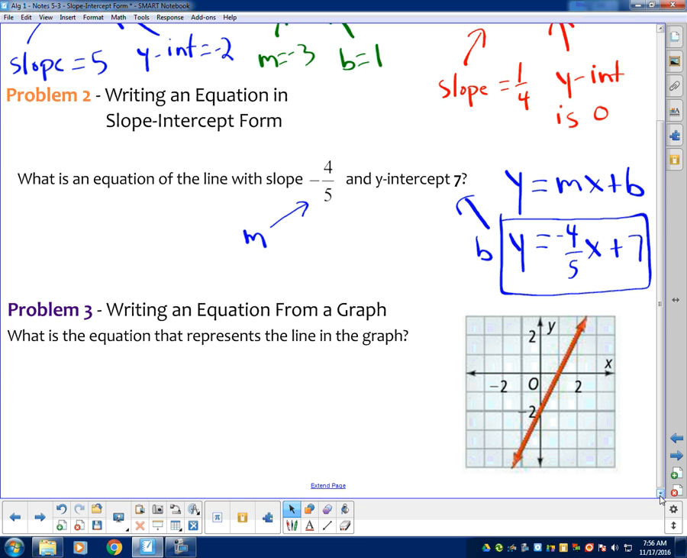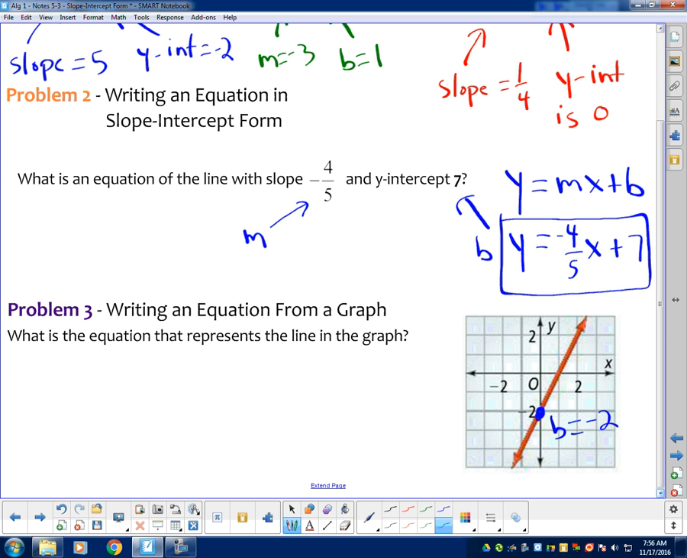Now in problem 3, I'm just giving you the picture of the graph. So you're going to have to identify the m and identify the b based on the graph. Probably the b is the easiest thing to identify here first. I place a dot at the y-intercept. It's the place where the graph of the line crosses the y-axis. And so we can label this b, and b in this case equals negative 2.